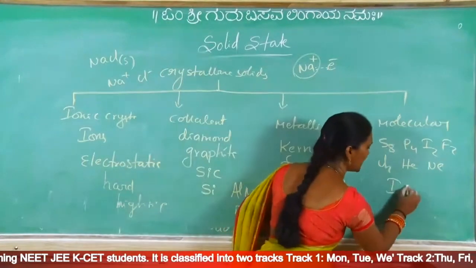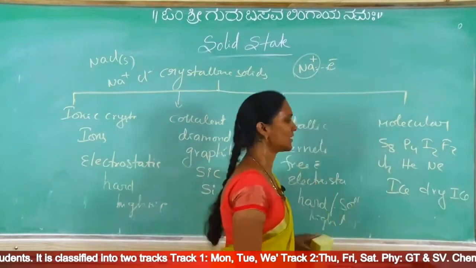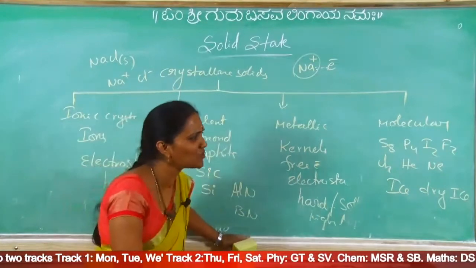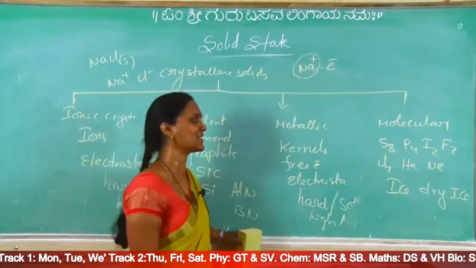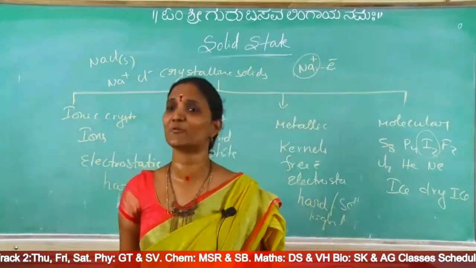And ice, H2O, dry ice. What is dry ice? Solid carbon dioxide. These are repeated examples. In almost all the materials, one common example is I2. The following is a molecular solid.